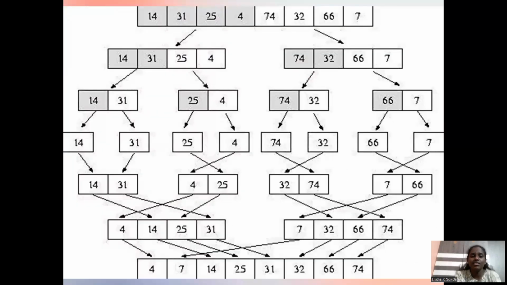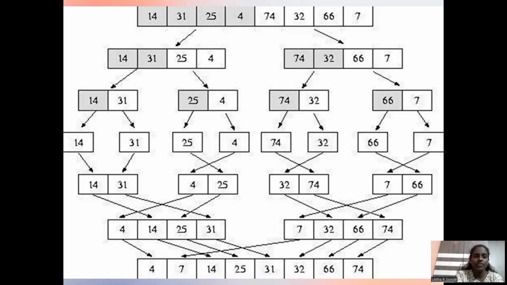And here is the example. Here there are 8 elements and they are 14, 31, 25, 4, 74, 32, 66, and 7. These 8 are going to be divided into two halves, that is 4 on each side. Then 14, 31, 25, 4 is one side and 74, 32, 66 and 7 is the other side.